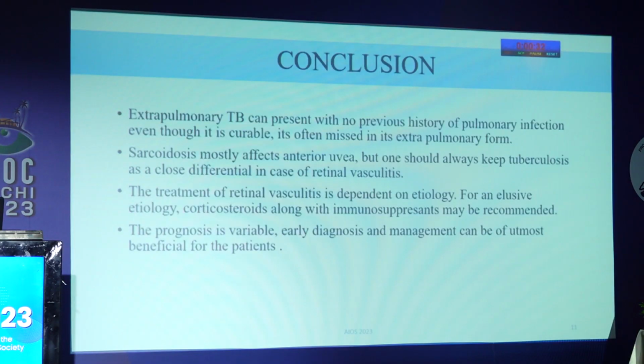Conclusion: extrapulmonary TB can present with no previous history of pulmonary infection. Even though it is curable, it is often missed in its extrapulmonary form. Sarcoidosis mostly affects the anterior uvea, but you should always keep a differential of tuberculosis in case of vasculitis.